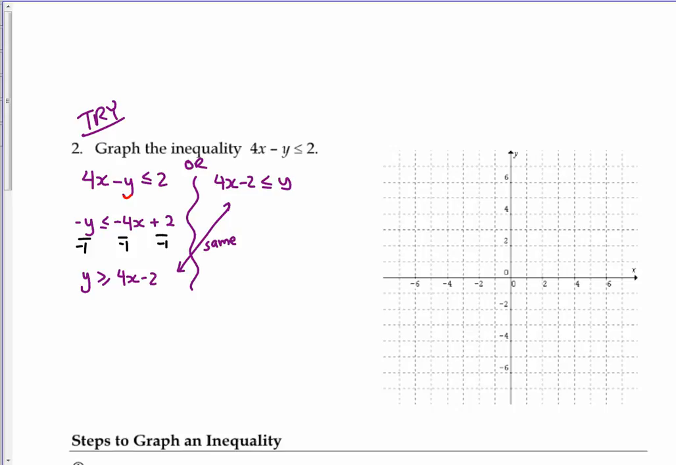Okay. Remember, your slope is always the coefficient of x. If it's not a fraction, you need to turn it into a fraction.